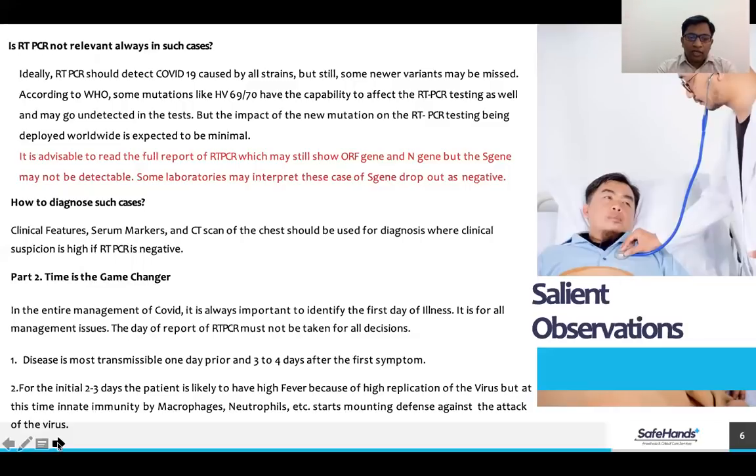The patient is most transmissible on the day prior and 3 to 4 days after the first symptom. For the initial 2 to 3 days, the patient is likely to have high fever because of high replication of the virus. But at this time, innate immunity by macrophages, neutrophils, etc. starts mounting a defense against the attack by the virus.